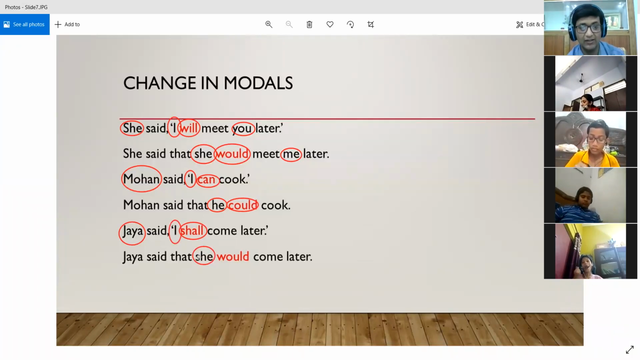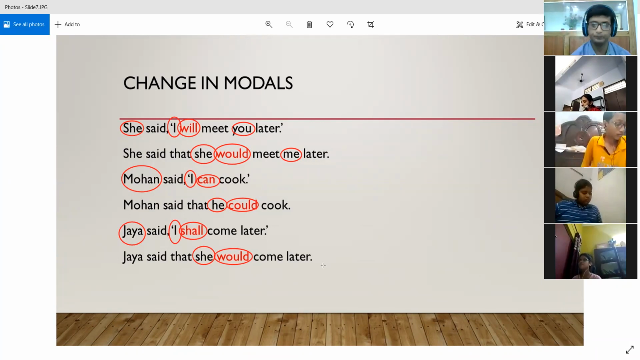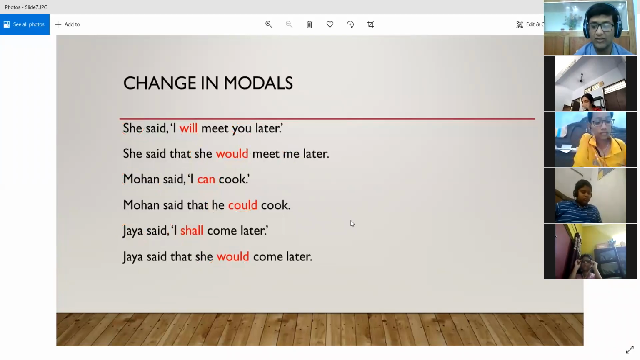So Jaya said that she would. Because now "I" has changed into "she," we are not going to use "shall." So it will not become "should." Instead, it will become "would." So Jaya said that she would come later. So modals are changing. "Will" is changing into "would." "Can" is changing into "could." All right. So this is how the modals are changing.